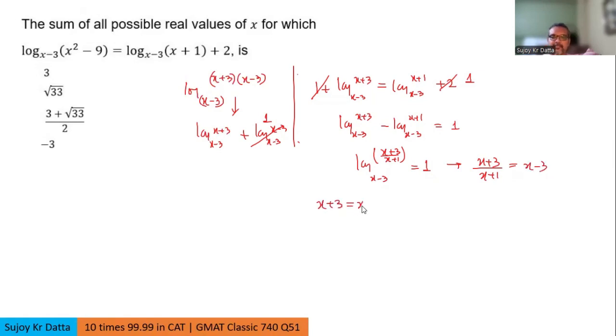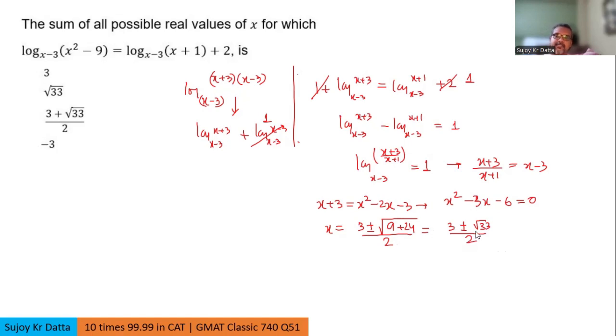x plus 3 is x squared minus 3x plus x. So that is minus 2x minus 3 gets us x squared minus 3x minus 6 is 0. So x would be minus b plus minus root over b squared minus 4ac. So that's 24 by 2. So that's root 33. So x is 3 plus or minus root 33 over 2.